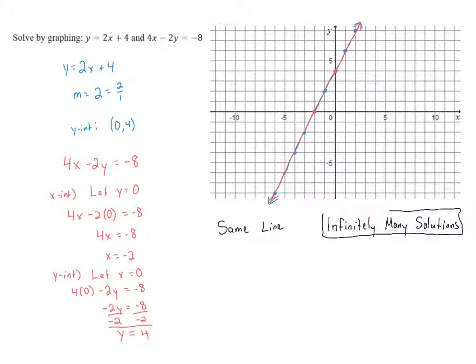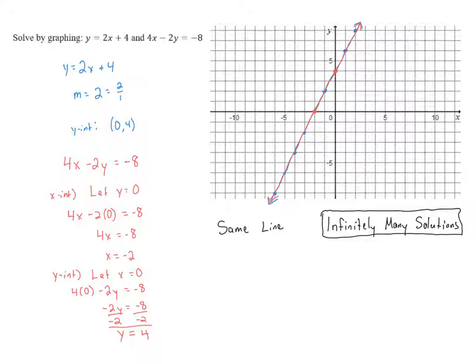Because every point on that line is going to be a solution, and there are infinitely many points on that line. So that means there are infinitely many solutions. Now in my classes, that is acceptable for an answer. We don't get more specific. But in some classes, instructors want their students to be more specific.